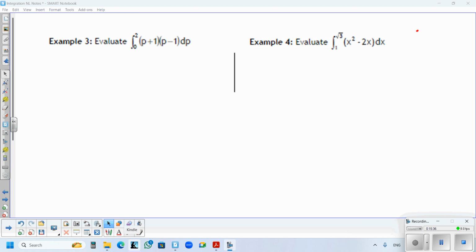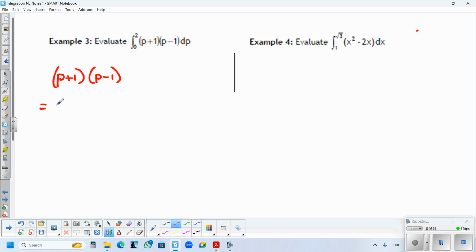Okay, 2 examples here in the next part of your notes, and it's the integral from 0 to 2 of (p plus 1) times (p minus 1), and we've got to do the p's. So before I even look at that, that's not prepared. So we've got to multiply that bracket out. So (p plus 1) times (p minus 1), we'll do it the long way.